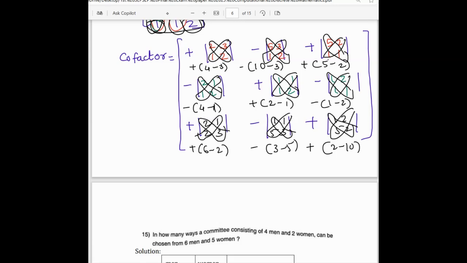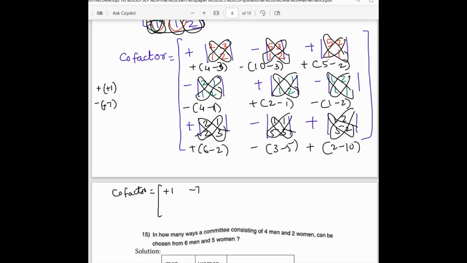We'll just write it in the form of cofactor now. What will be the cofactor? Cofactor is the answers we got. Certainly, I'll simplify here. It will be plus 4 minus 3, 4 minus 3 is 1. So plus 1. Plus into plus will be plus, it will be 1. Then we'll go for the next one. It will be minus of 10 minus 3 is 7. No sign means plus. Plus into minus is minus, so it will be minus 7.